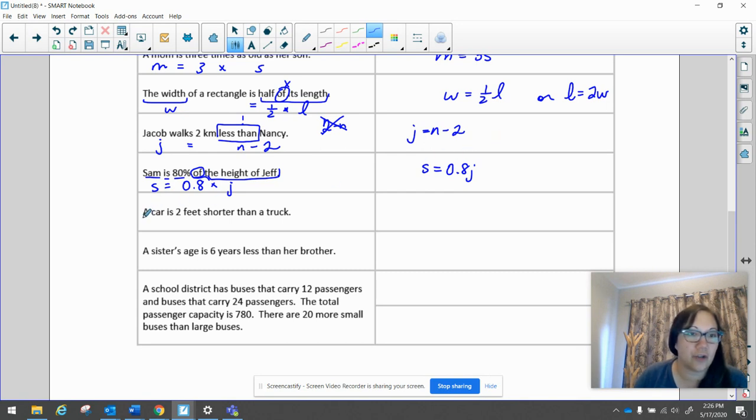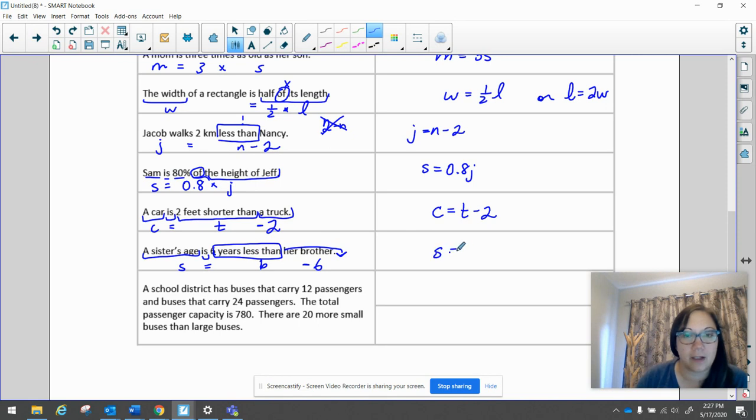A car is 2 feet. So a car is going to be C, is equals 2 feet shorter than means something minus 2. A truck is going to go here. So the car is the truck minus 2 feet. A sister's age, so we're going to call that S for sister, is equals 6 years less than. We're going to put that at the back. So minus 6, the brother goes in front. So the sister is the brother minus 6.